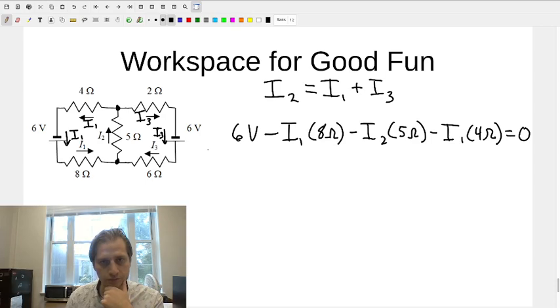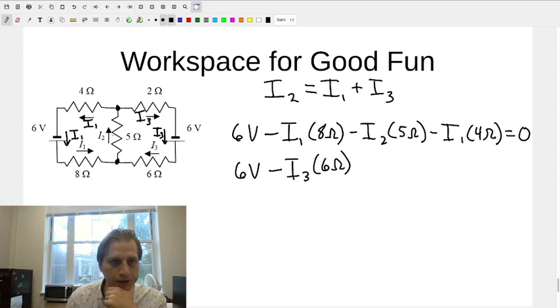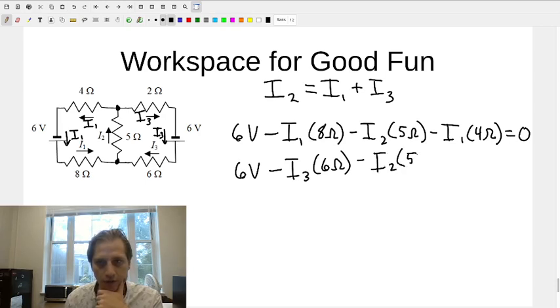So we went all around the loop, and the sum of all of those voltage hikes and drops equals 0. And then we do the same thing right here. So let's start at this battery. So 6 volts minus I3 times 6 ohms, minus I2 times 5 ohms, minus I3 times 2 ohms equals 0.